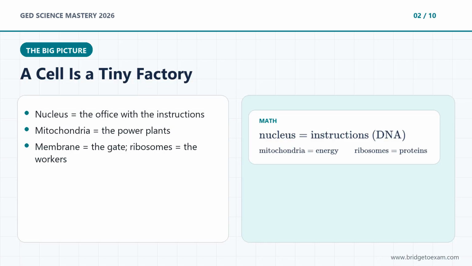The friendliest way to picture a cell is as a tiny, busy factory. Every factory has the same basic parts, and so does a cell. There is a boss's office that holds the master instructions. That is the nucleus with the DNA. There are power plants that generate energy. Those are the mitochondria. There is an outer gate that controls every delivery in and out. That is the cell membrane. And there are workers on the floor building the products. Those are the ribosomes, building proteins. Match each job to its part, and you already understand the cell.